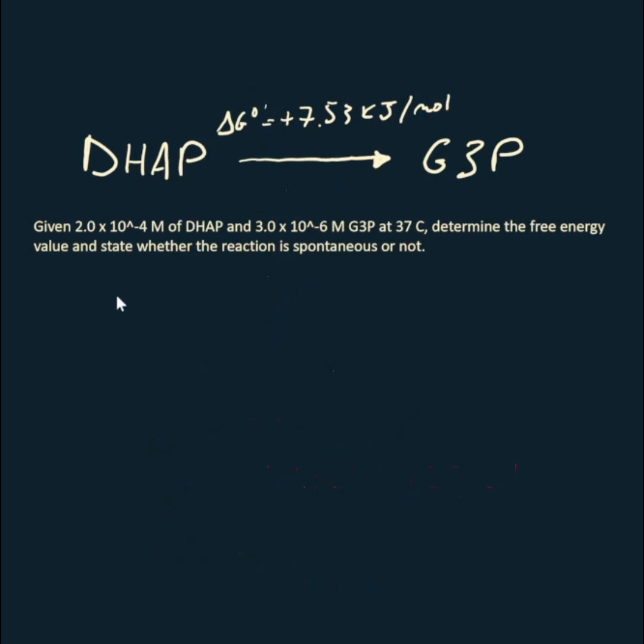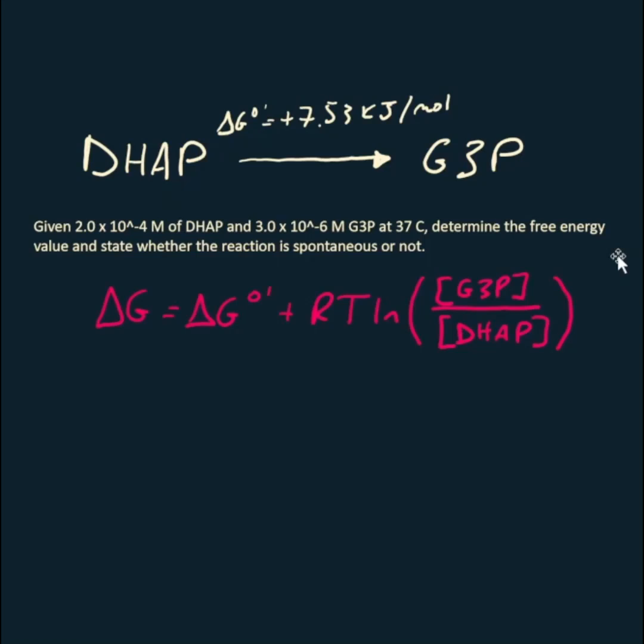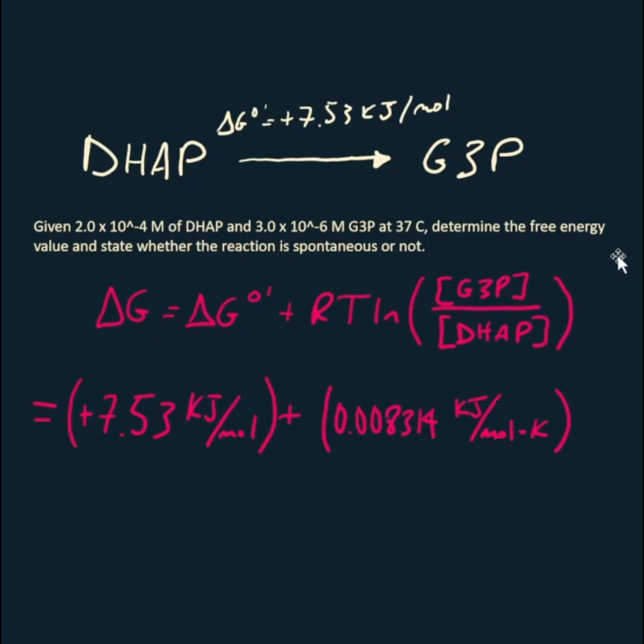So let's say we are given a certain concentration of our DHAP, our reactant, and a concentration of our product, G3P, at a certain temperature, and we are asked to determine the free energy value and whether the reaction is spontaneous or not. First things first, we set up our equation: put the products in the numerator, the reactants in the denominator, plug in our theoretical delta G value, and then determine our R value and make sure your units are matched up.